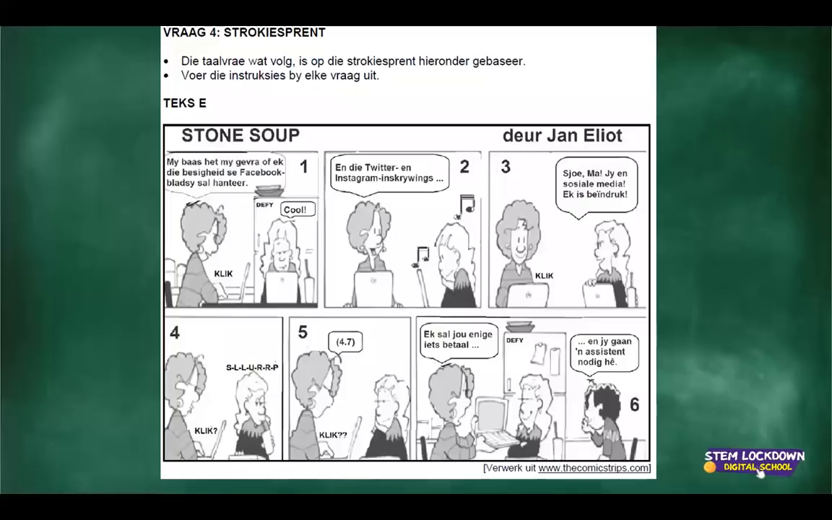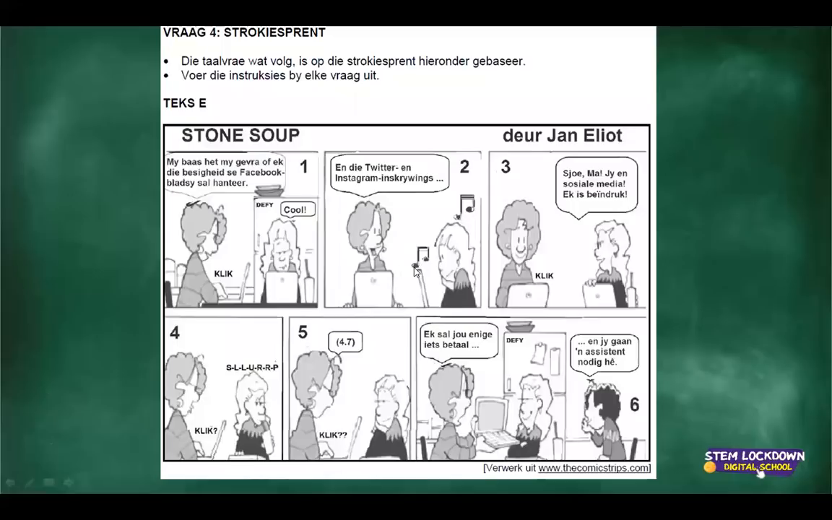So hier het ons een ma, kyk sy is daar bezig, sy klik met een vinger op haar skootrekenaar en sy sê, my baas het my gevra of ek die besigheid se Facebook bladsy sal hanteer. En daar sy haar dogter en die dogter sê, cool. En kyk, hier is een D5, wat ons aan ijskas. En kyk, die ma glimlag. Dit sê, en die Twitter en Instagram inskrywing.